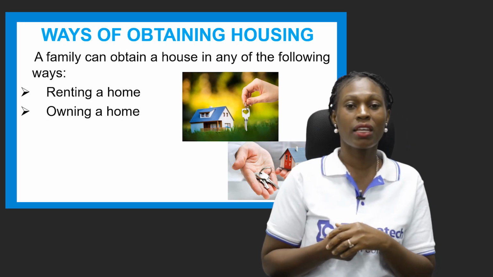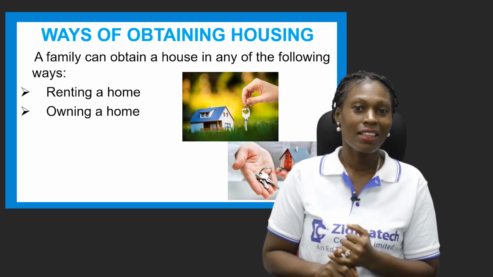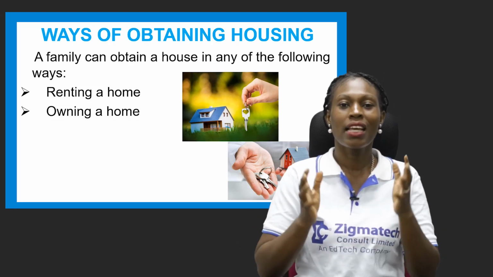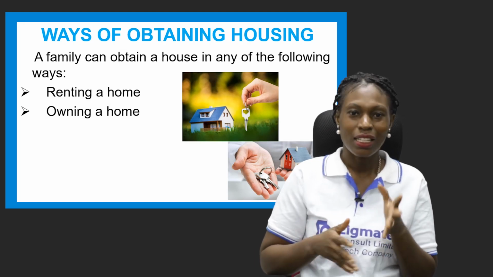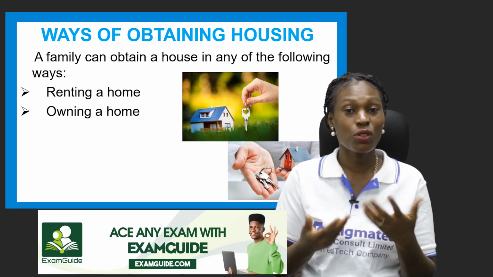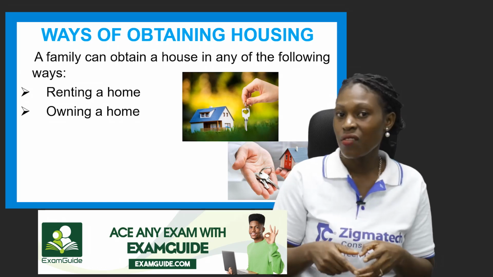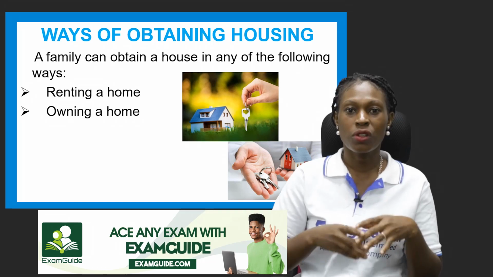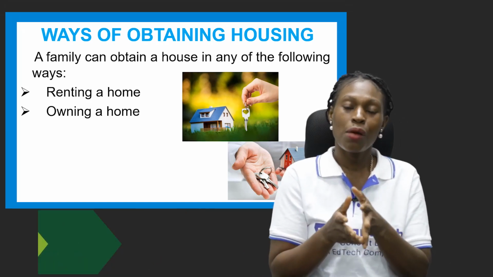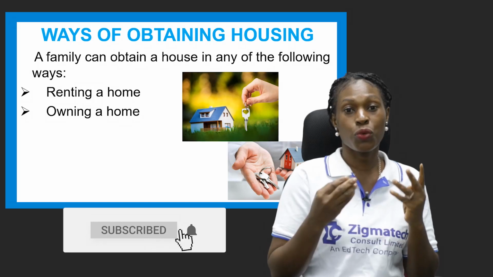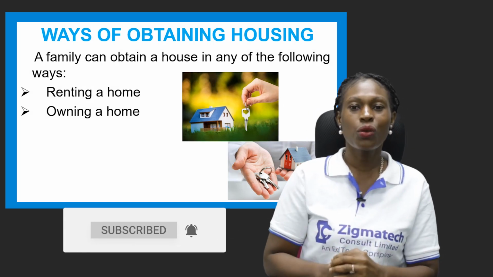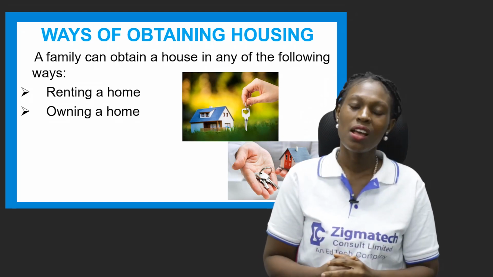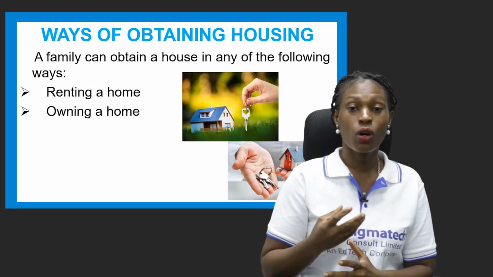Now, the first way a family can own a house is by building the house. The family buys the land, and then they build from the scratch. A whole lot of us, most of our parents have built the houses that we're living in today. They got the land, they got an architect and all of that, and then they build from the scratch. Today, they can be called house owners, because they built their houses. Now, another way the family can own a house is by buying a house. Now, you can actually buy a house.